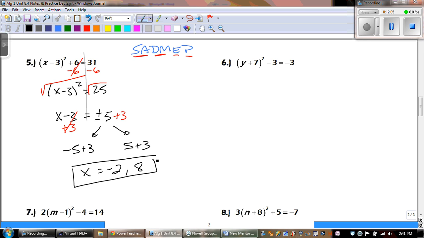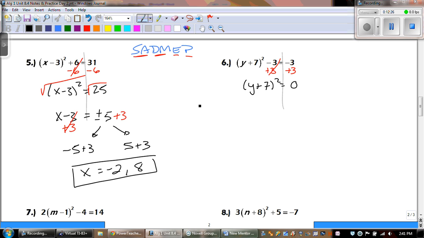Just remember, don't distribute the exponent into the parentheses. So let's go ahead and do inverse. We're going to add 3 to both sides. And then we get y plus 7 squared equals 0.